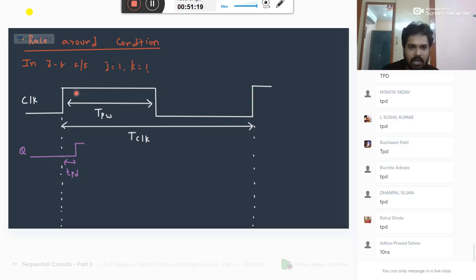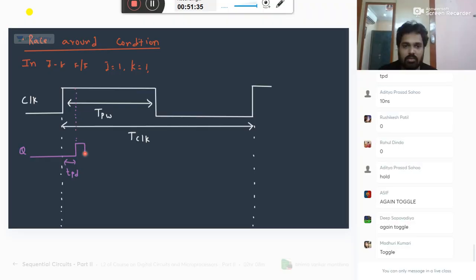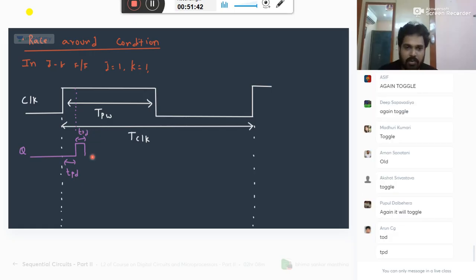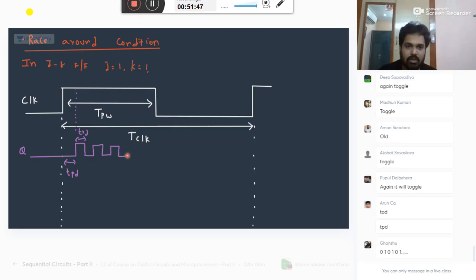By the time it is becoming 1, your clock is still present. Then what happens? Tell me. It will toggle again after another TPD. So for every TPD, it will keep on toggling like this until this point.